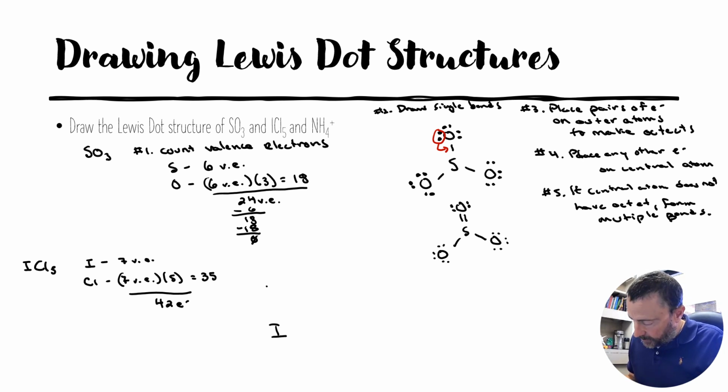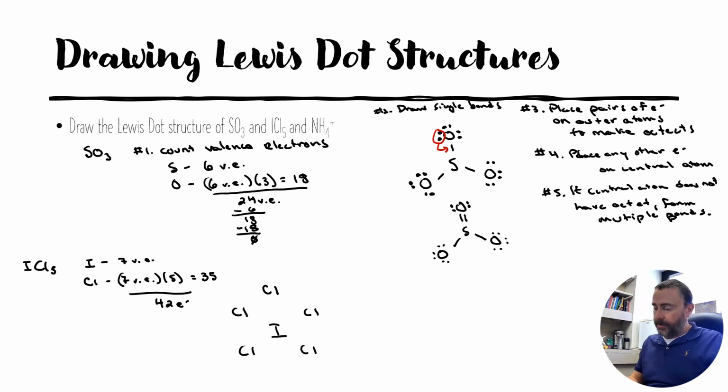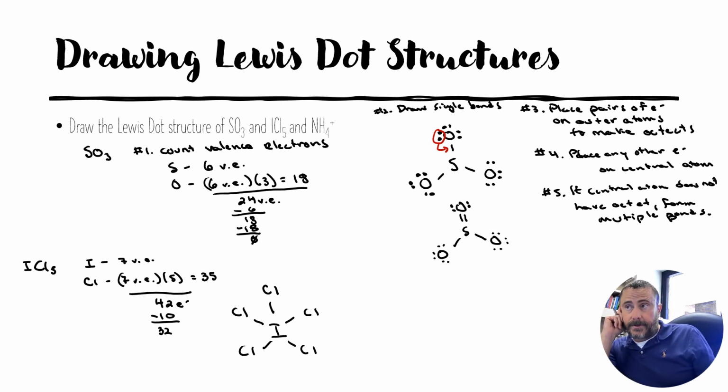All right, now we're going to put our I first. We're going to surround it with our chlorines, and we're going to put in single bonds. So I'm putting in 5 single bonds, which is 10 electrons. We're down to 32 that we can play with. Now we're going to put in our dots.